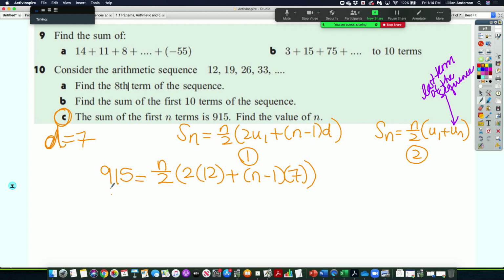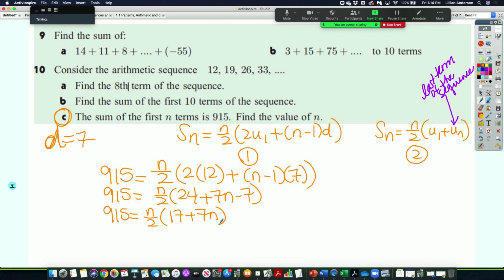Okay. So it's going to be 915 is equal to n over 2, 24 plus 7n minus 7. I just distributed. I'm going to combine like terms. This becomes 17 plus 7n. And now, actually, instead of distributing the n over 2, I'm actually going to multiply both sides by 2.